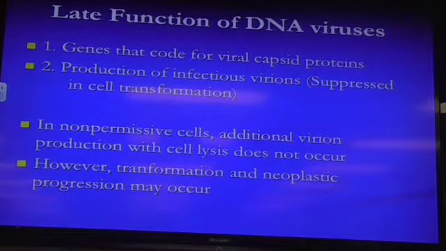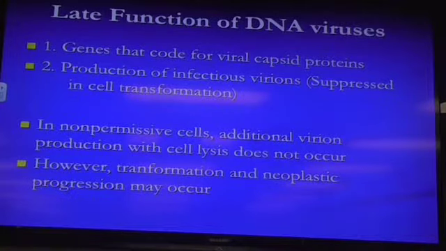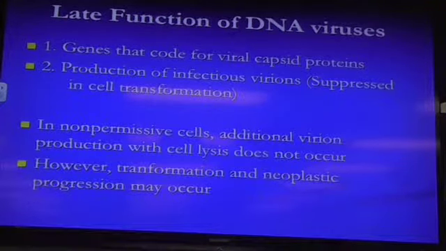And in the late function, the genes code for viral capsid proteins, and you get production of infectious virions, which are suppressed in cell transformation. So this is the one in the non-permissive cells where you're likely to get tumor formation. And you don't have to get tumor formation, but the incorporation of that DNA can cause a genetic alteration or mutation, which results in a non-lethal DNA repair, just like everything else, and then you get transformation and neoplastic progression. Everybody clear? Because I know I'm kind of going fast.